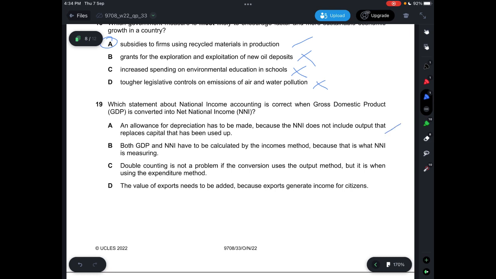B, both GDP and NNI have to be calculated by the income method because that is what NNI is measuring, which is not correct. C, double counting is not a problem if the conversion uses the output method, but it is when using the expenditure method, which is not correct. And D, the value of exports needs to be added because exports generate income for seasons, which is not correct. So I'll say it's A.